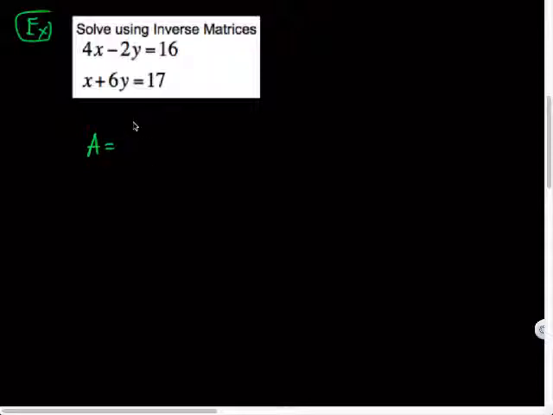And matrix A is going to be, in this case, a 2x2 matrix made up of the coefficients. So matrix A is going to be 4, -2, 1, and 6. And it's coming directly from the coefficients of my variables when they're set up in this way.